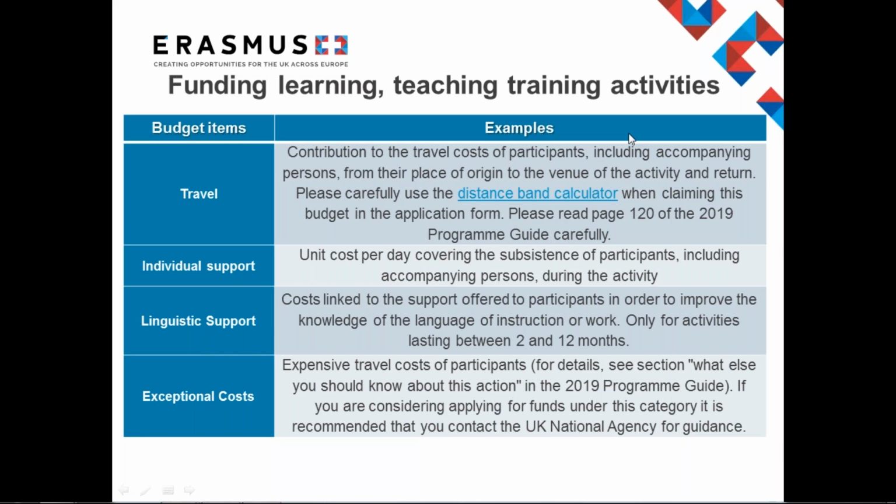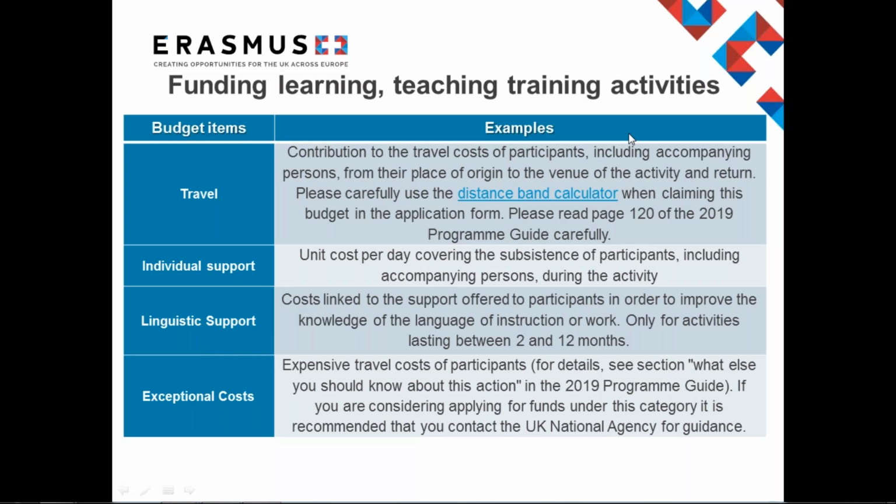For individual support, you can apply for a unit cost per day covering the subsistence of participants, including accompanying persons, during the activity. Individual support can be used to cover the accommodation and subsistence of participants while undertaking their mobility activity.